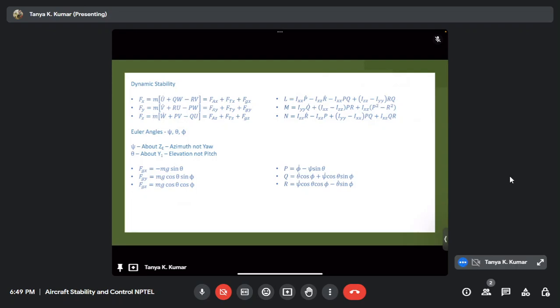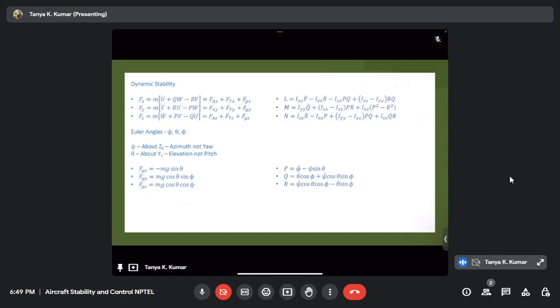Then we studied something known as the Euler angles, psi, theta, phi, and like I had mentioned in the last session, the psi and theta are not to be confused with the yaw and pitch. These are the orientation of the body frame with respect to the inertial axis, whereas your yaw and pitch are in the body frame. They are measured with respect to the body frame. They are different from these Euler angles.